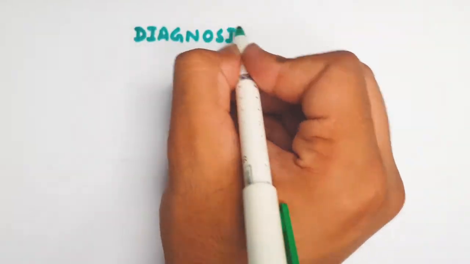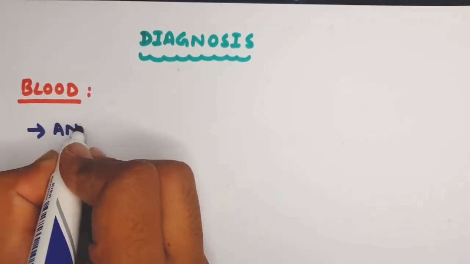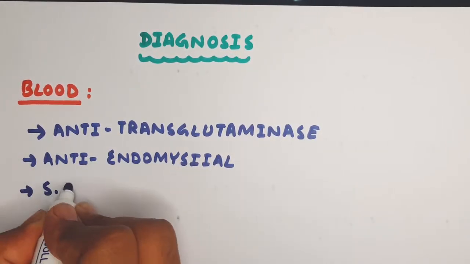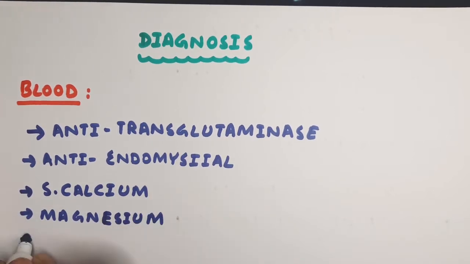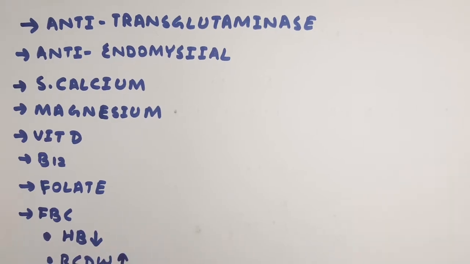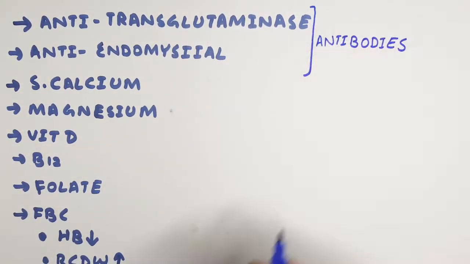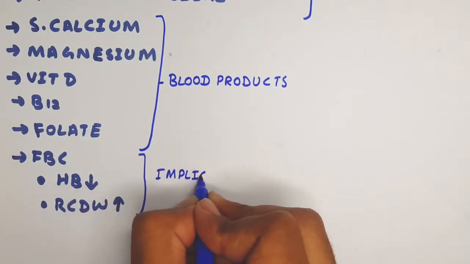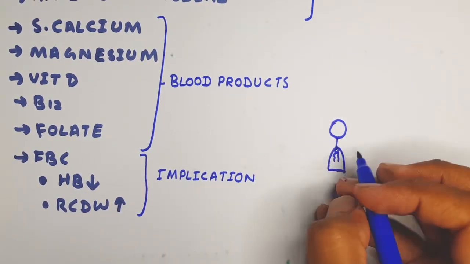To diagnose a suspected case, we do the blood labs, specifically targeting the antibodies like anti-transglutaminase and anti-endomysial antibodies. We check for serum calcium, magnesium, vitamin D, B12, folate, and we go for the full blood count to check the hemoglobin levels and the red cell distribution. Now, as an overview, we go for the antibodies, we check for the blood products and the nutrients, and the implications of the lack thereof.